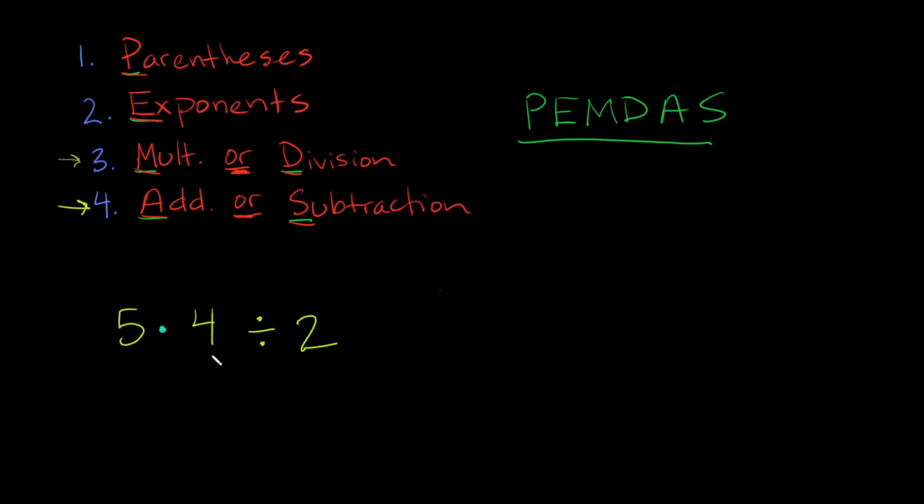All right, so 5 times 4, that's equal to 20. And then we'll bring down this divided by 2 part. So all we're left with is 20 divided by 2, which is equal to 10.